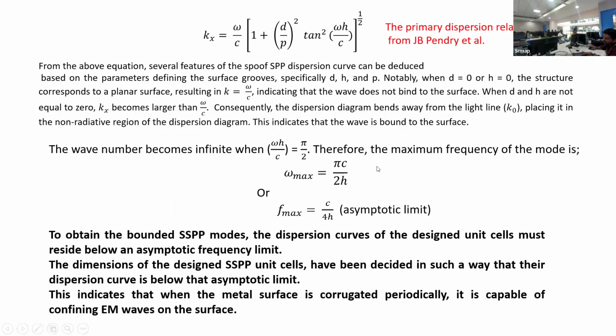That can be answered by the scientist J.B. Pendry in his expressions. The wave number becomes infinite when omega h by c equals pi by 2. From this, if you want to calculate the maximum frequency, take these terms to that side, then you will get pi c by 2h, and finally you will get the maximum frequency as c by 4h. This is the asymptotic frequency limit.